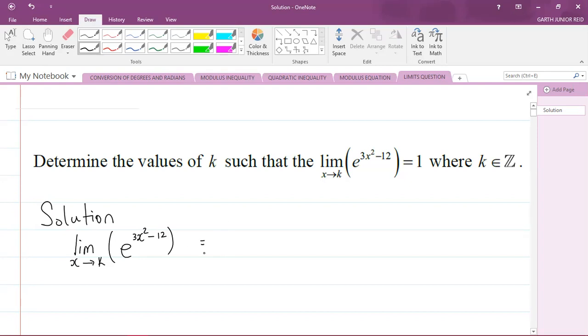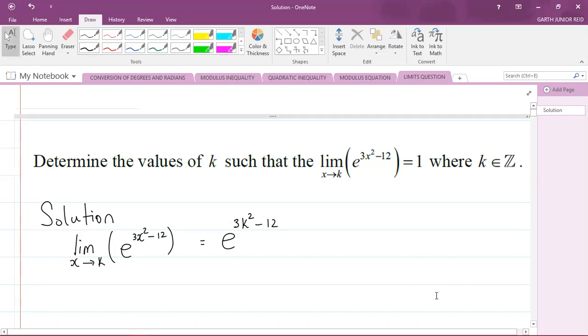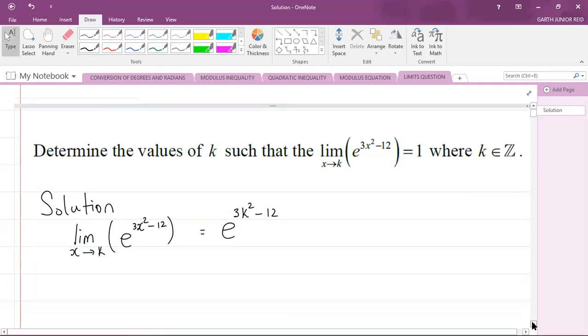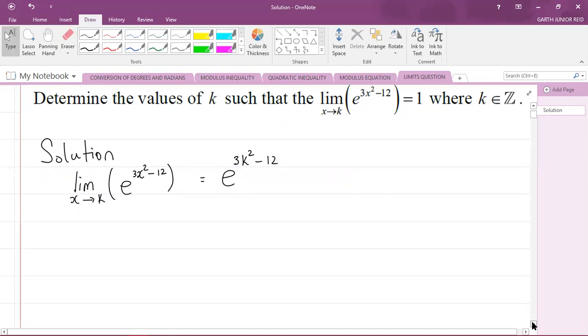So using direct substitution, this limit is going to be equal to e to the power, substituting x as k, of 3k squared minus 12. That is my answer. But how is this going to help me find the limit?